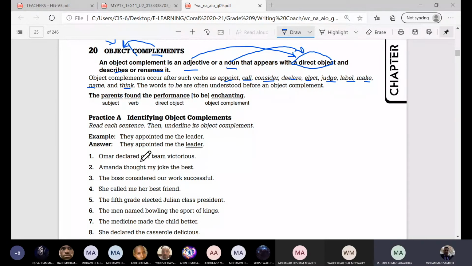No, I'm not sure how to find the object complement. What, Muhammad? Really, till now I don't know how to find the object complement.